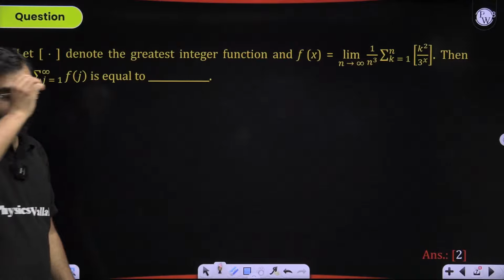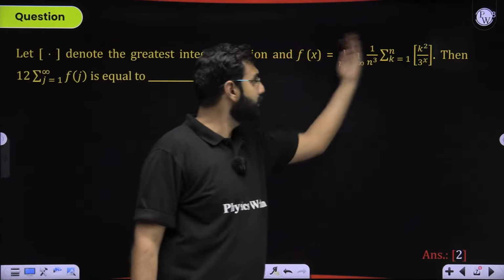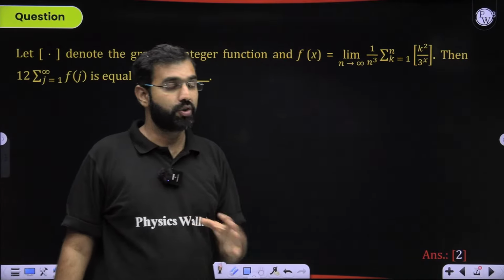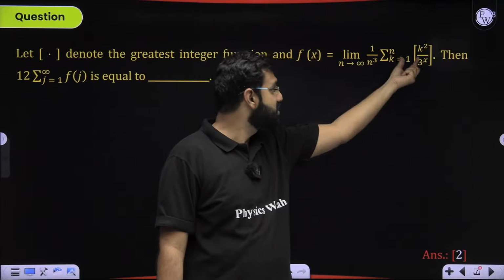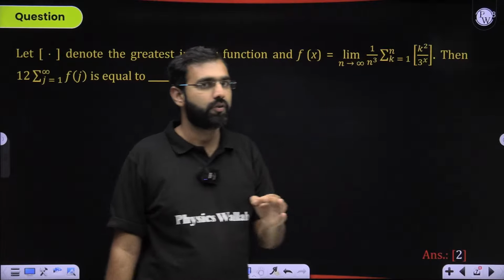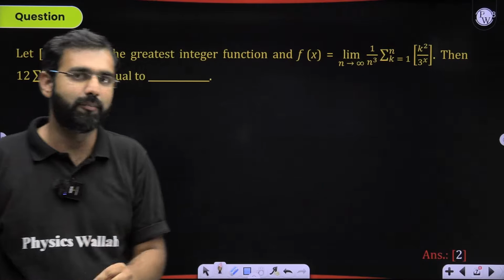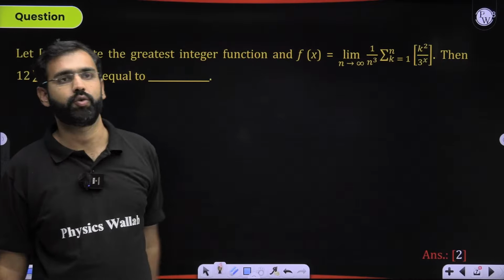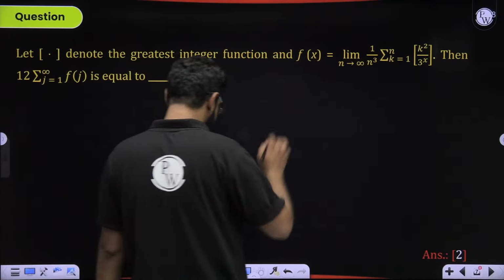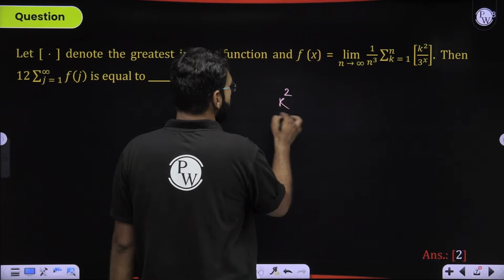Now moving ahead, let me try to get rid of this expression. It looks terrible. An expression like k square by 3 to the power x, then GIF, then summation, then 1 by n cube. Trust me, they have given it in a very simple manner. If you know the sandwich theorem, you know everything related to this question. How? Pay attention to this. Here, we are given k square by 3 to the power x.